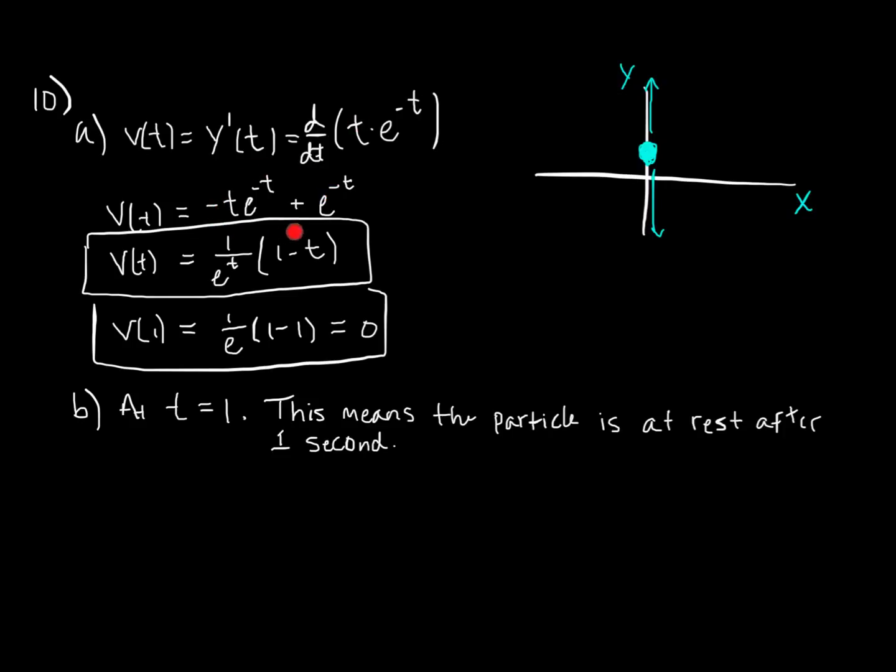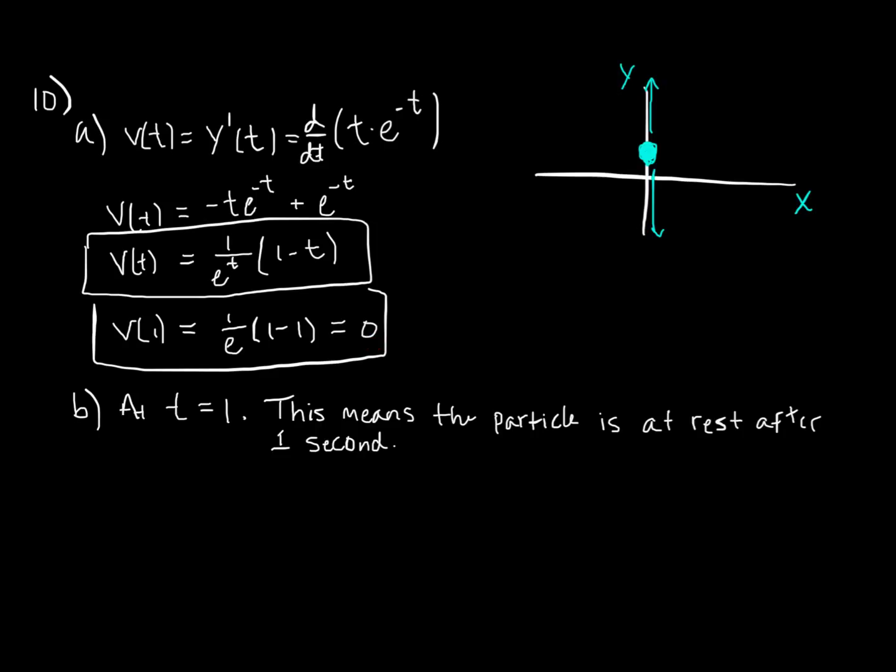And simplifying this, I have an e to the negative t. I can pull that out front, make it 1 over e to the t, and then I will end up with a negative t plus 1, or 1 minus t. Then finding the velocity when t is 1, I have 1 over e times 1 minus 1, which is, of course, 0.